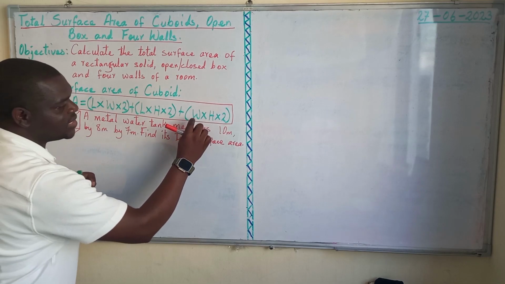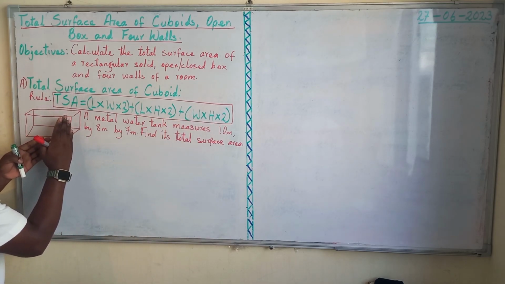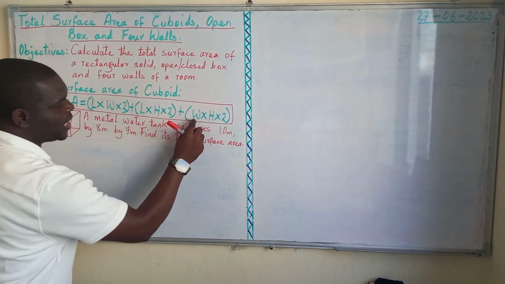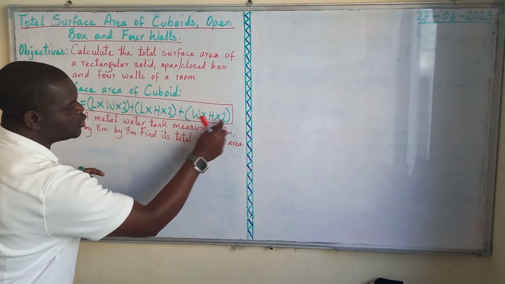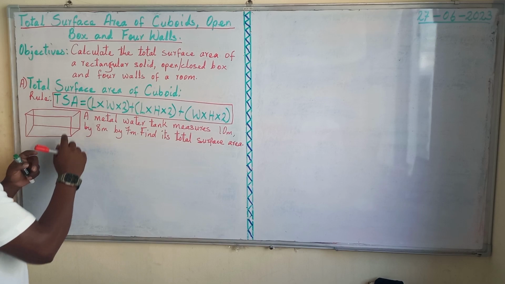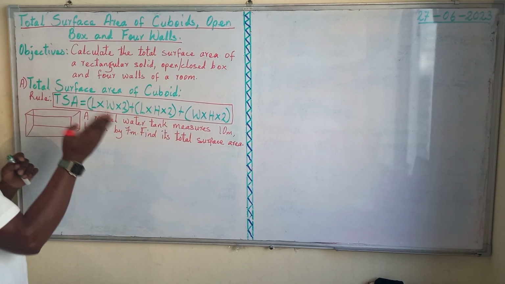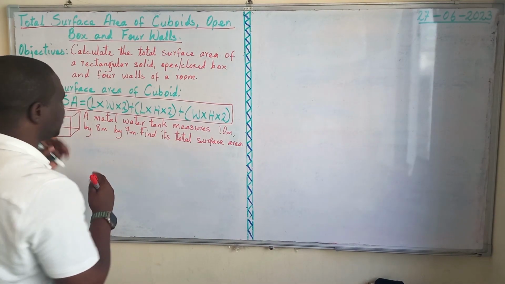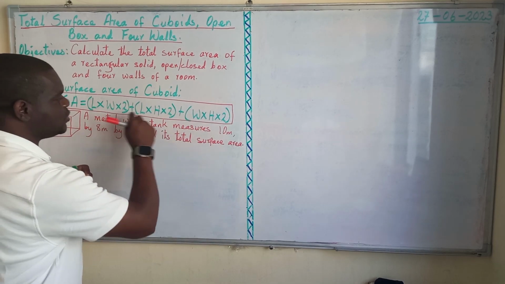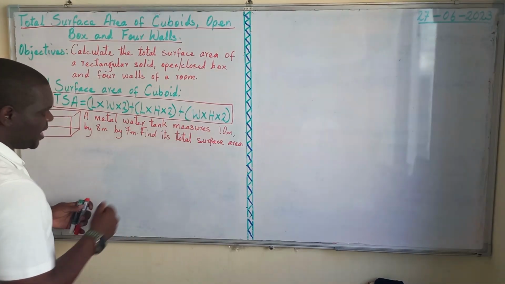And the last part is the width and the height, which is for the smaller face here. This smaller face has the height and the width. So if you multiply the height and the width, you multiply by 2 for this side and this other side. Therefore, you understand that these two here stand for the identical faces of the cuboid. So now, let us substitute these figures into this formula and calculate as demanded.